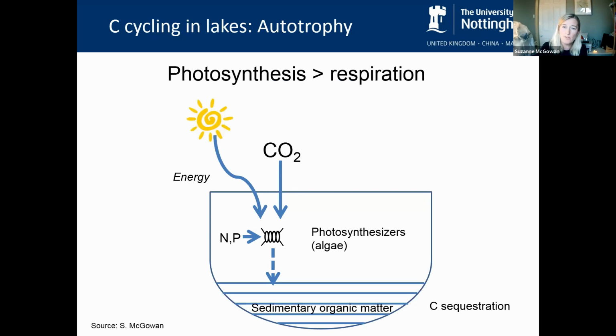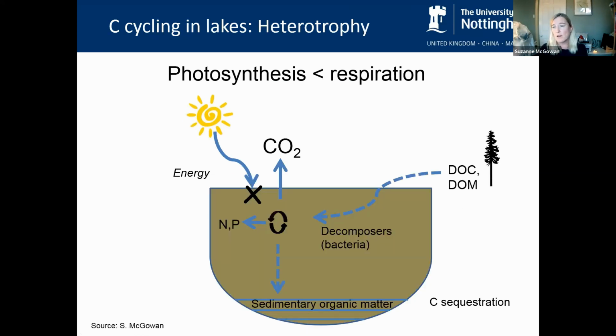If we think about the impact it will have, if you think about a lake that's very, very clear, what we would expect is you've got sunlight stimulating your photosynthesizers, which use nutrients and are taking up CO2. You've got a system that should be a CO2 sink, and then the algae get deposited in the sediments. So you should have a system where photosynthesis exceeds respiration, and you've got a net autotrophic system. Whereas if you've got a really brown lake, you've got lots of DOC and DOM going in, you've got a system where the bacteria and the decomposers love that.